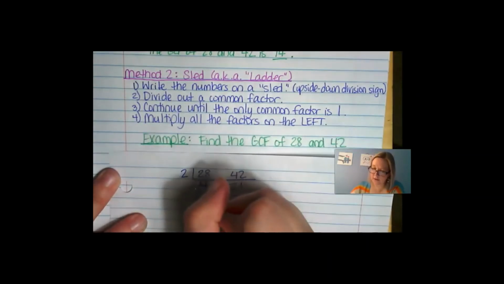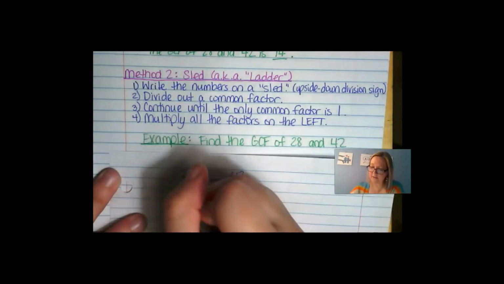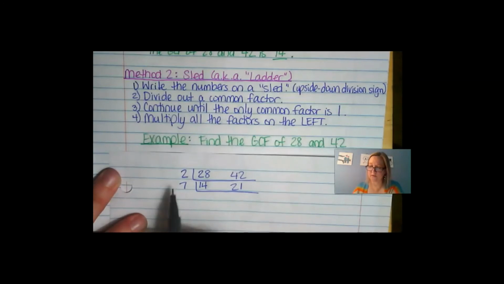So I'm going to go ahead and put these on a sled because they have another common factor besides 1. A common factor they have is 7. So I'm going to divide out 7. 7 goes into 14 2 times, and 7 goes into 21 3 times. Now when I look at these two numbers, 2 and 3, the only common factor they share is 1.